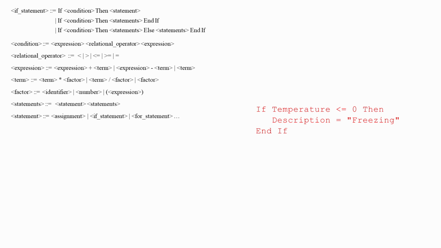In this language, an assignment is also a type of statement. And an assignment is an identifier followed by an equal sign and then an expression. As you know, some languages require 2 equal signs for an assignment, not this one. Our definition of an assignment must allow a string literal to be assigned to an identifier, as in description equals freezing. So in this grammar, an expression can also be a string literal, which we can take care of by enhancing our definition of a factor.